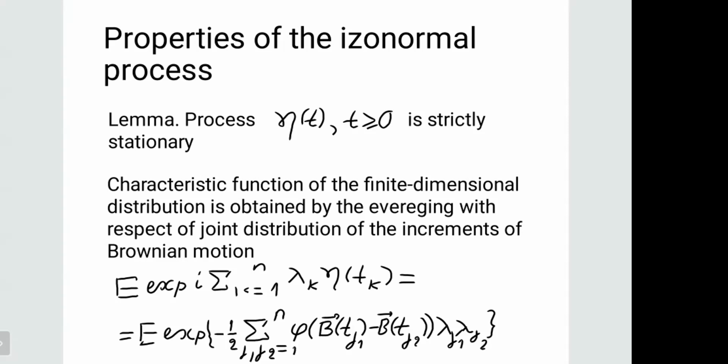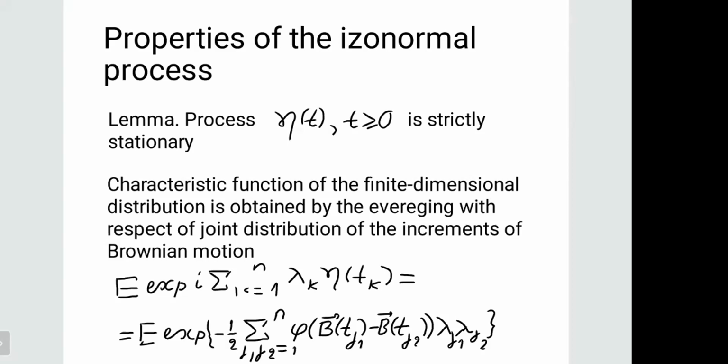Also, let us look at this expression much more carefully. Suppose that the function phi rapidly decreases to 0 at infinity. For example, suppose that phi has a form like exponent of minus the norm squared of u, or something like this. Then we can say that the process eta is not only strictly stationary, but much more: it will satisfy a mixing condition, and it is evident why.